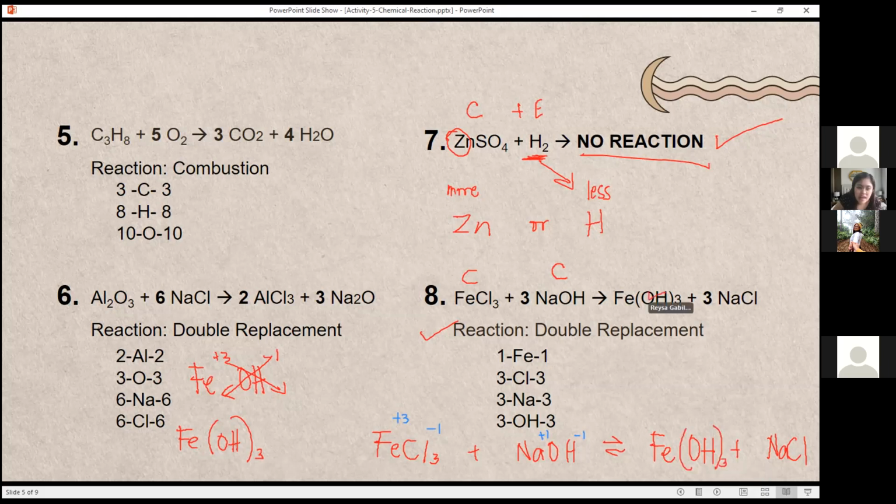And then NaCl, Na is positive 1, Cl is negative 1. This is equal to 0. So this is already the correct chemical formula of sodium chloride.